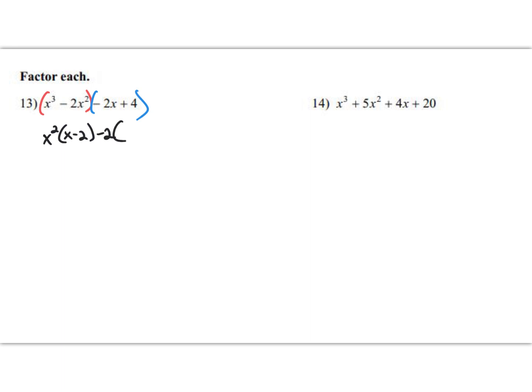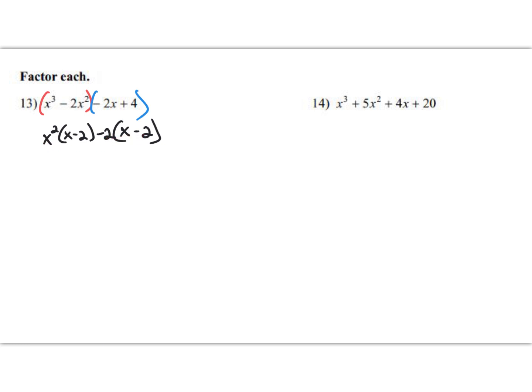That means we're going to be left after negative 2 times what gives you negative 2x. Well, that's going to be x. And then if you're trying to multiply negative 2 times something to get to positive 4, well, that's times negative 2. So that's what we're left with, is the x minus 2.